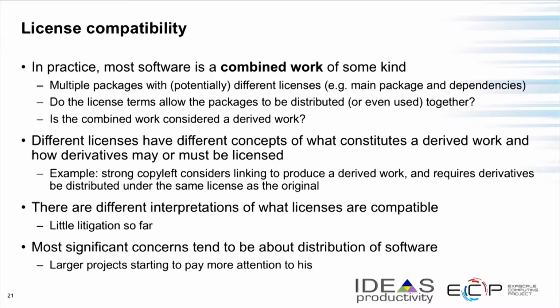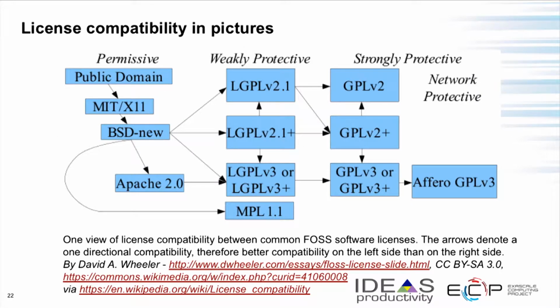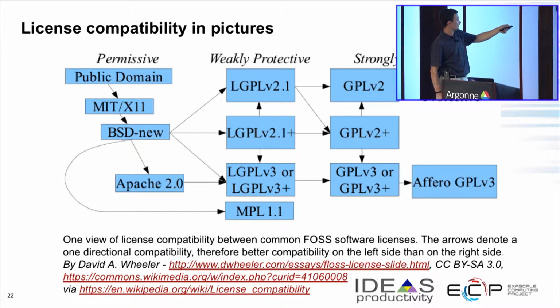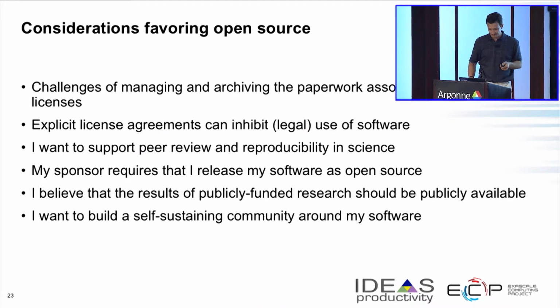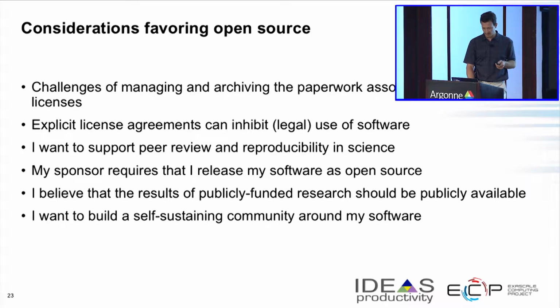Oftentimes, the list of permissive licenses, the Apache, the BSD, the MIT, are considered compatible. And so you have to be careful here that things in the permissive column you can certainly use along with things that are weakly protective, which you can use with things that are more strongly protective. But you can't go this way. You can't have a BSD license and then use GPL code underneath. All right, we spoke about some of these already.